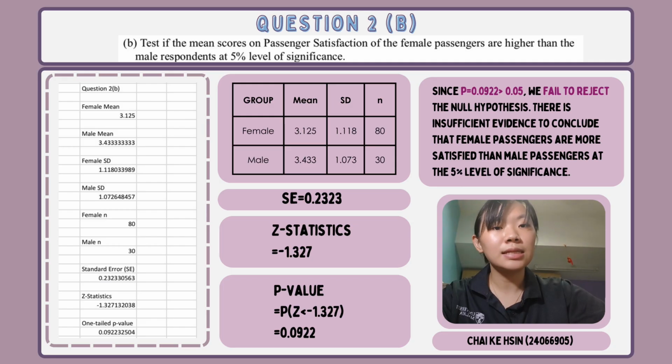Looking this up in the Z table, the p-value is approximately 0.0922. Since 0.0922 is greater than 0.05, we fail to reject the null hypothesis. In conclusion, there is not enough evidence to say that female passengers are more satisfied than male passengers at the 5% level of significance.